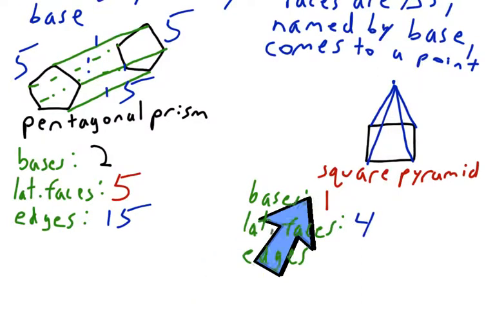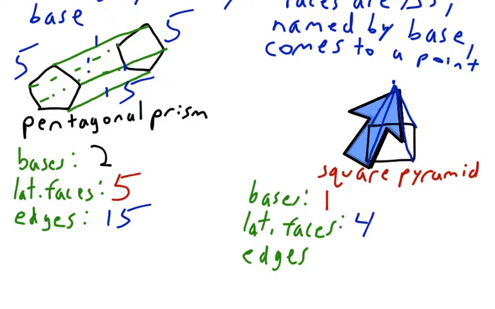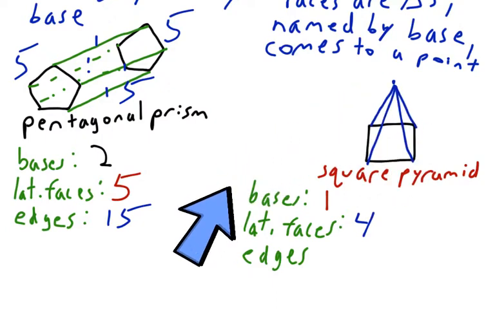All right, your number of edges. Well, we know there's 4 edges on the bottom because we have 1, 2, 3, 4. It's a square. And then look at how many connections you have to that top vertex. There's 1, 2, 3, 4. So we have 4 plus 4, which would give us 8 edges.